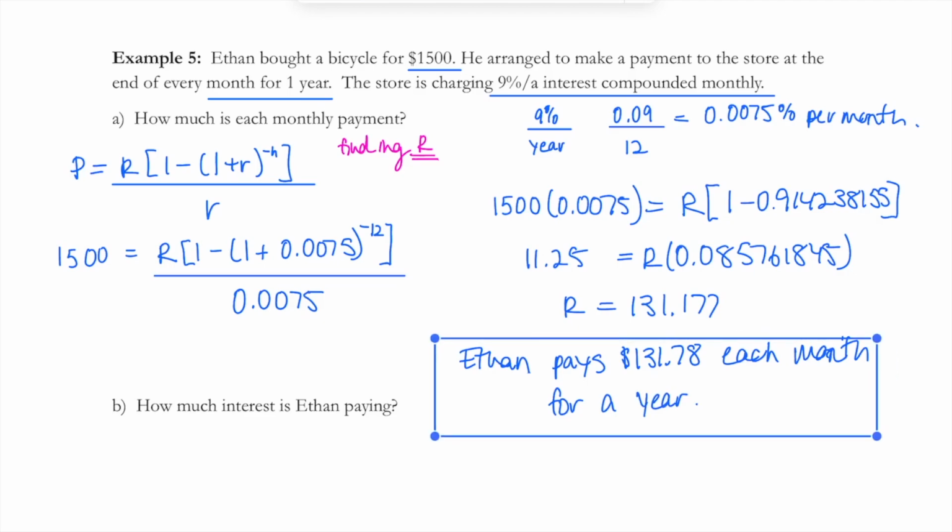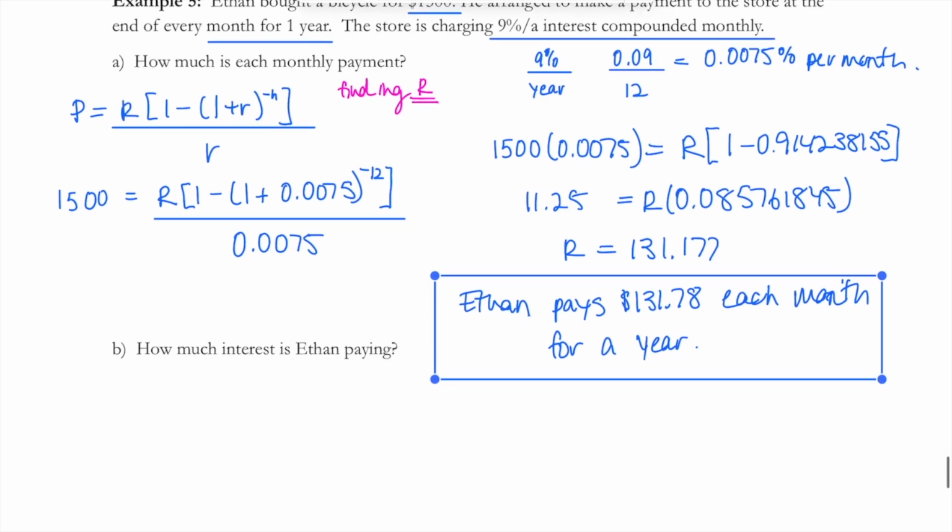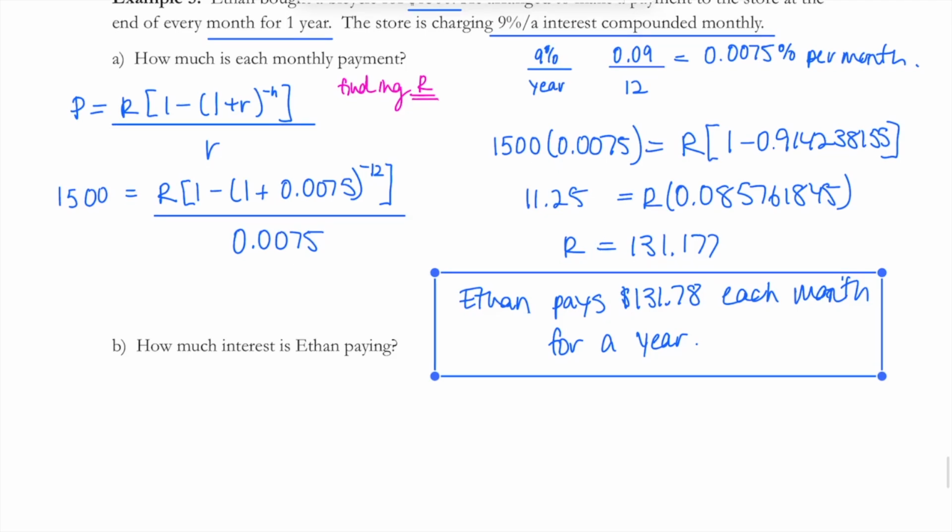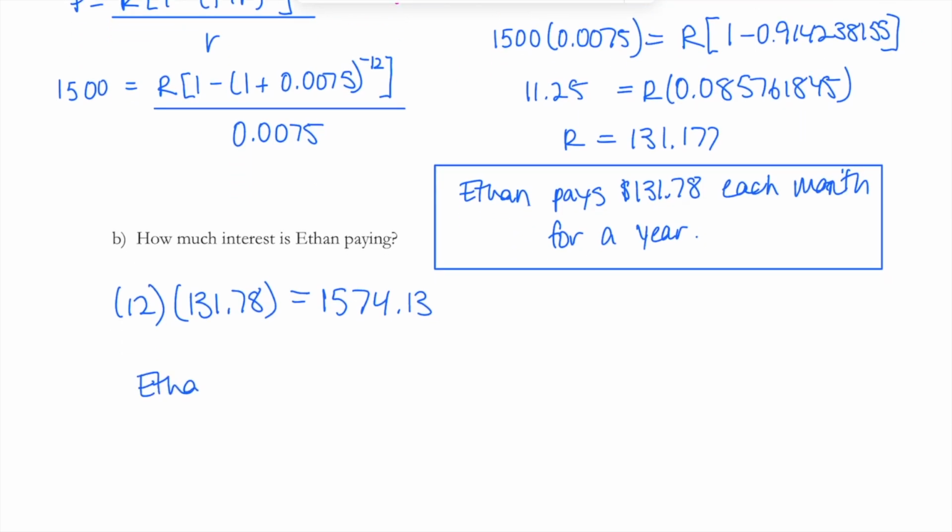Okay, so how much interest is he paying overall? Because obviously, even though the principal amount is $1,500, there's an interest rate there, so we're actually paying more. So how much interest is he paying? So if we look at his overall payments over 12 months, just multiply his payments by 12, we get 1574.13. So Ethan will be paying $74.13 in interest.